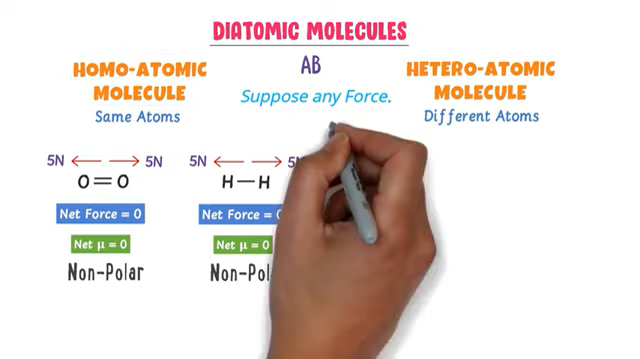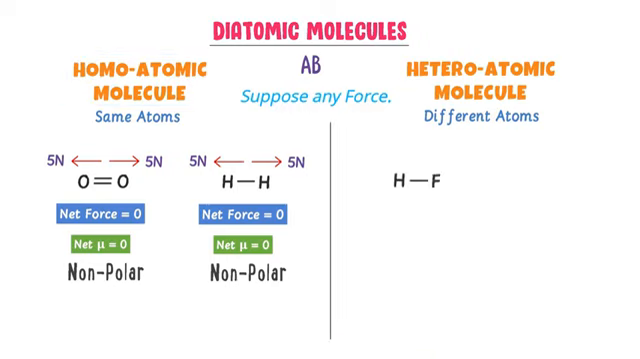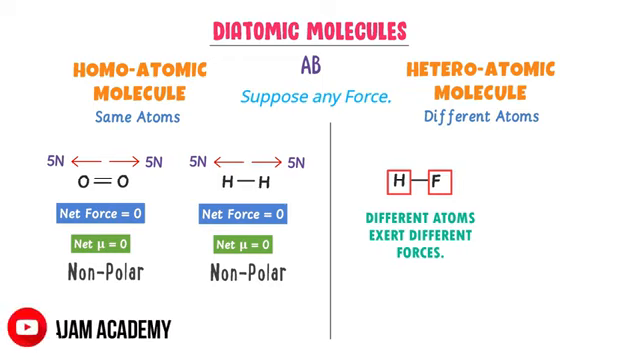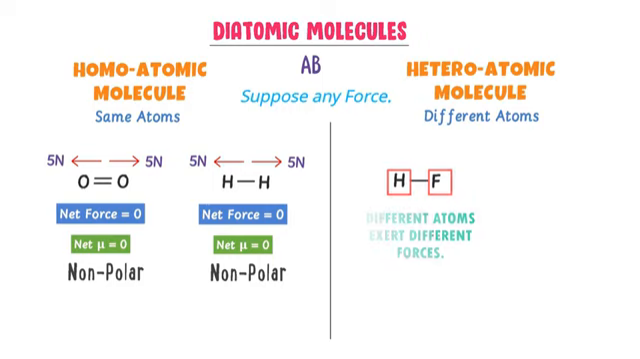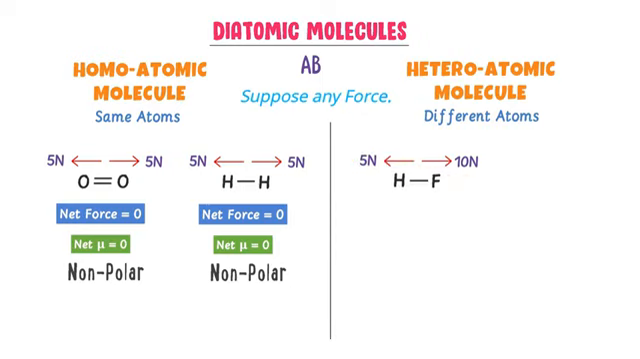On the other hand, consider hydrogen fluoride and its structure. Here the atoms are different, so they exert different forces on the shared pair of electrons. We know that fluorine is more electronegative, hence it will exert 10 Newton force in this direction. Hydrogen is less electronegative, so it will exert 5 Newton force in the opposite direction. What about the net force?